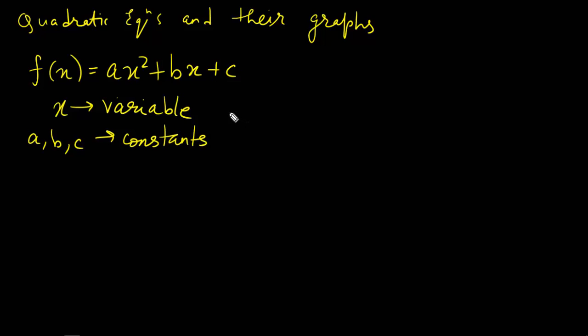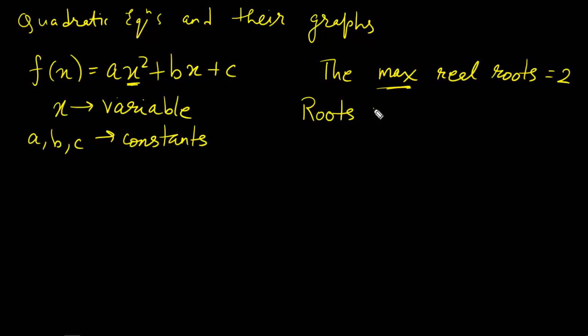Now we know that in the quadratic equation the maximum power of x is 2, and so the maximum number of real roots of this equation is 2. Please note that I said the maximum number of real roots is 2. Hence, the roots of a particular quadratic equation may be 0 in number, 1 in number, or 2.